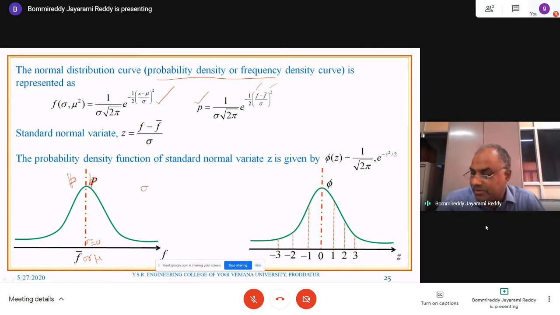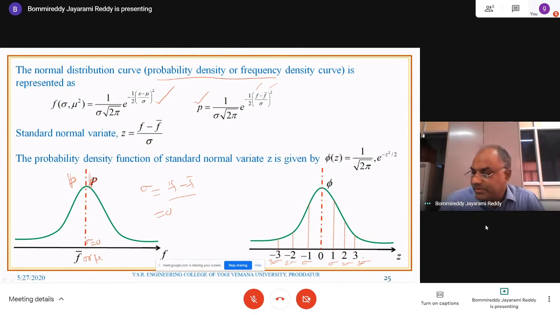What is the deviation? You know, the deviation is nothing but sigma, which is f minus f bar by something. Here f is f bar, so f bar minus f bar will be equal to 0. So that means exactly at the center, the standard deviation sigma equals 0. To the left you can call it minus sigma, minus 2 sigma, minus 3 sigma. And similarly on the right side, plus sigma, plus 2 sigma, plus 3 sigma, and so on.